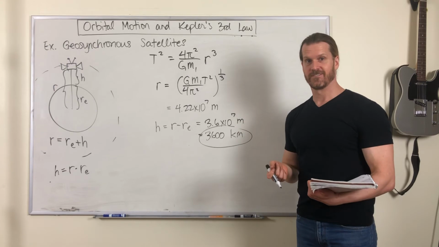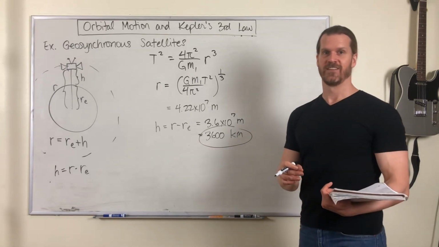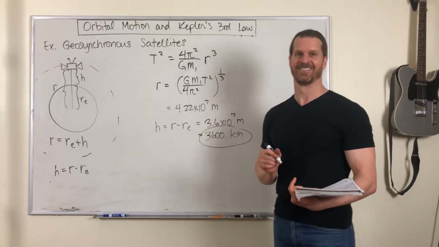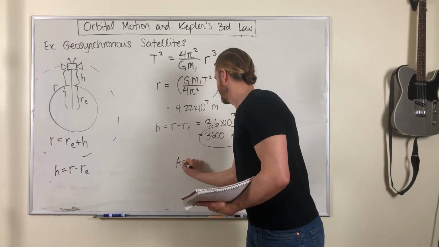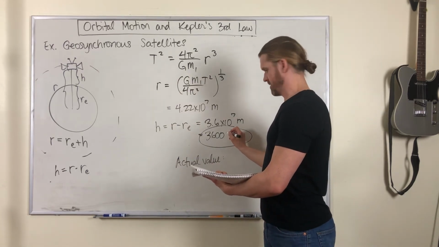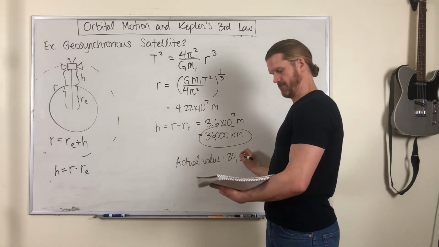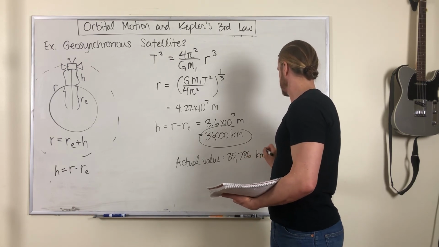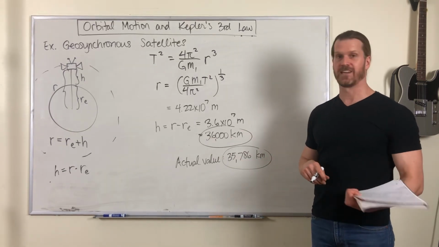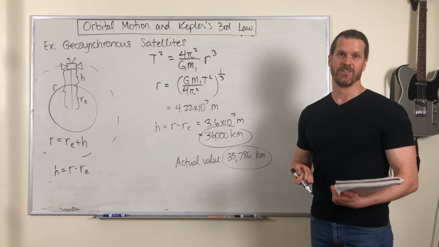Now the actual height, if you use the more complex elliptical orbits and account for other complications like general relativity, the actual value is, oh sorry, that's 36,000 kilometers. The actual value is 35,786. So we got 36,000, actual value 35,786. So using only the physics we've learned in physics 6, we have gotten remarkably close to the actual value.